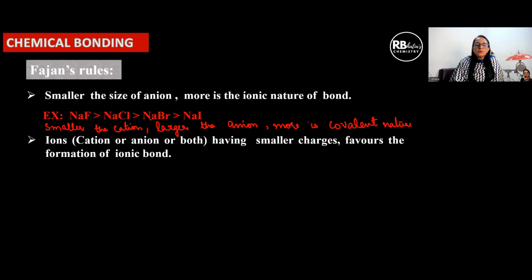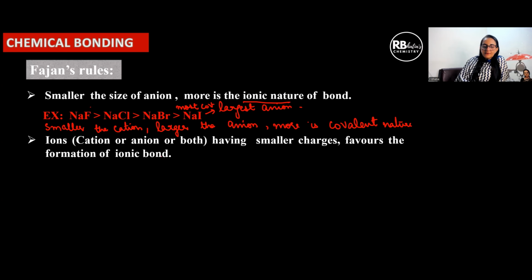Okay. So, for example, if I compare these ions, iodide is the largest size anion. Cations are same. Largest anion means sodium iodide is most covalent. And this is the order of ionic nature.